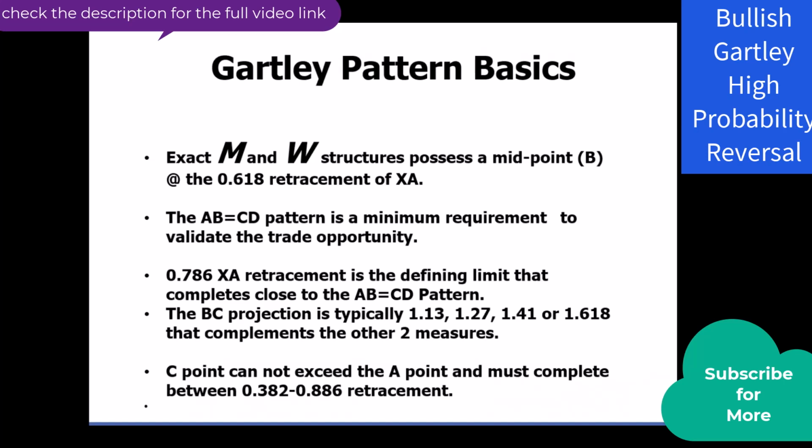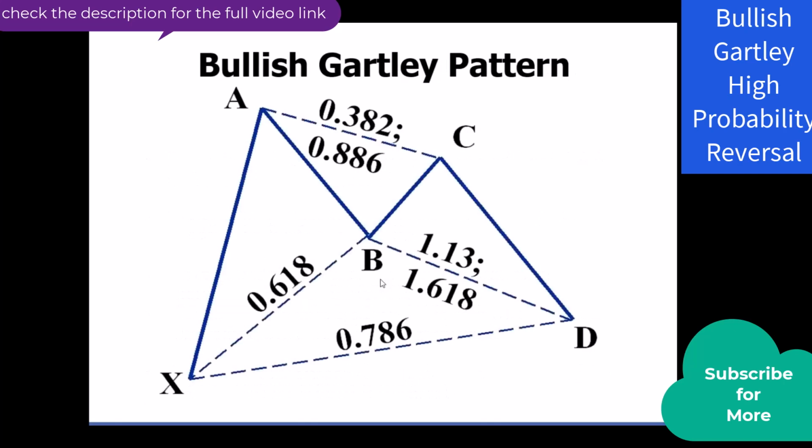The Gartley pattern only has specific measurements to define the best situations, and it starts with a 618 at the B point. That's right at the middle of the whole pattern. We need a specific AB equals CD structure. And there's only one number at the XA retracement, the largest number, that's the 786. These define what the whole formation's about.